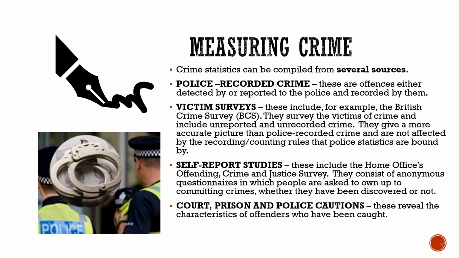Prison records obviously only reflect very serious crimes in the UK. It's very serious crimes where the offender is sent to prison and has a custodial sentence. Therefore, it tends to reflect the worst end of crime, the more serious crimes: rape, murder, assault, and so on. What they are useful for is revealing the characteristics of the people who have been caught.